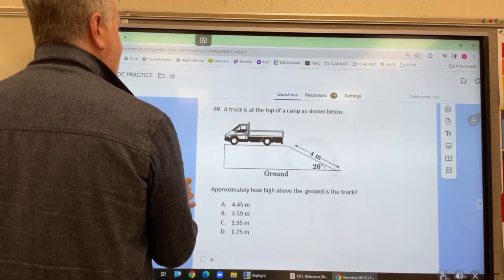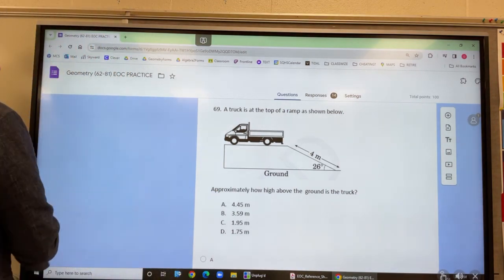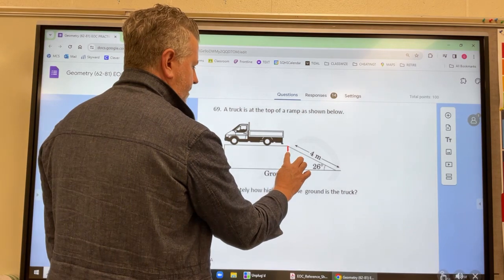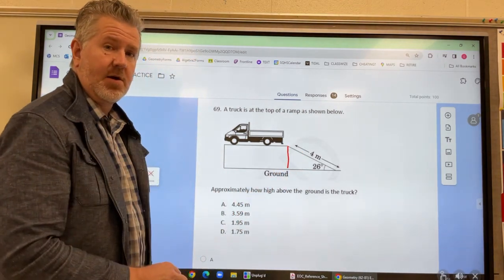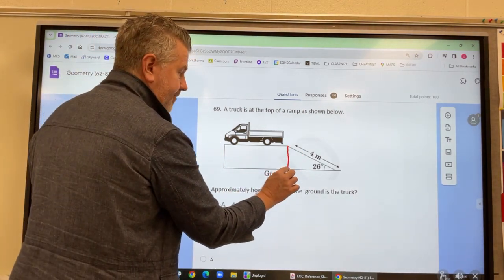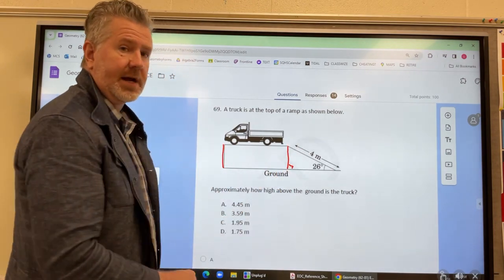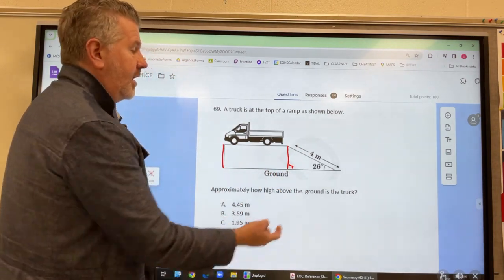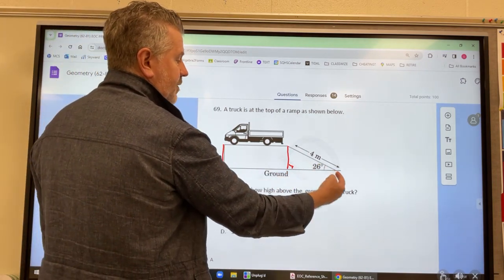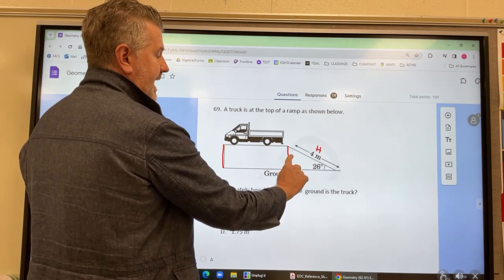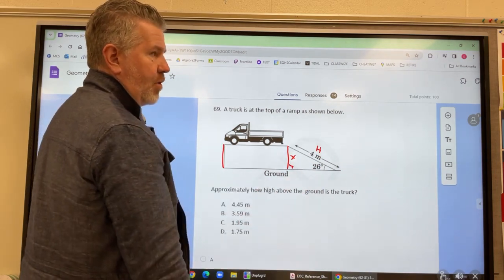All right, 69, a truck is at the top of a ramp as shown below. How high above the ground is the truck? The height above the ground would be given by that line right there. So I'm going to draw that line. Of course, it's the same as this, but I'm going to move it over here so that we have a nice little right triangle, right? You can do that. And we have this angle 26, and we have the hypotenuse, right?